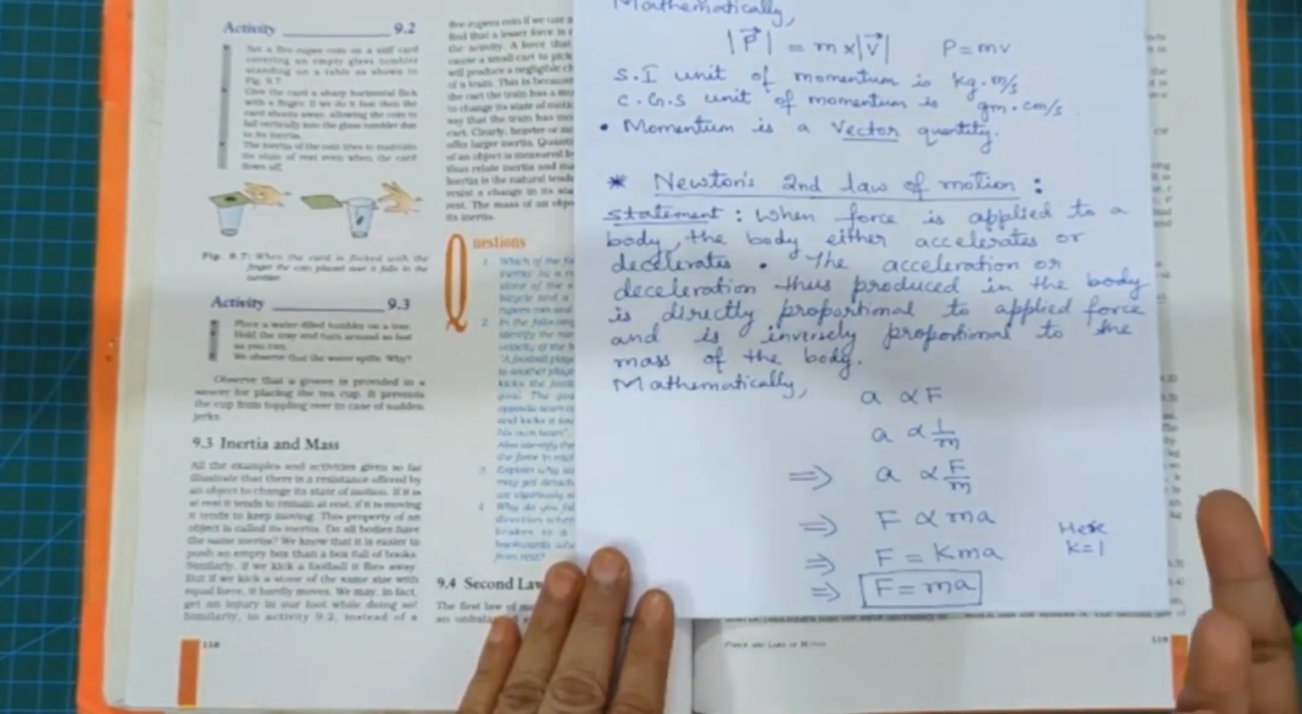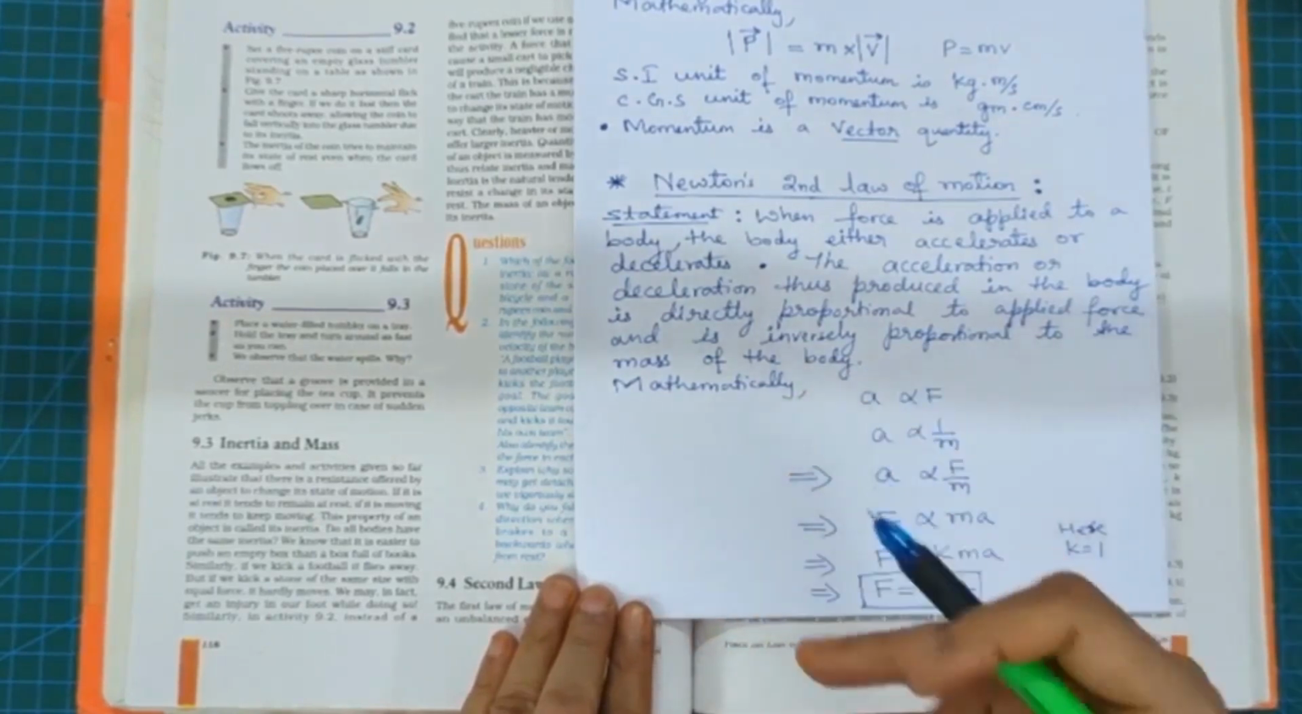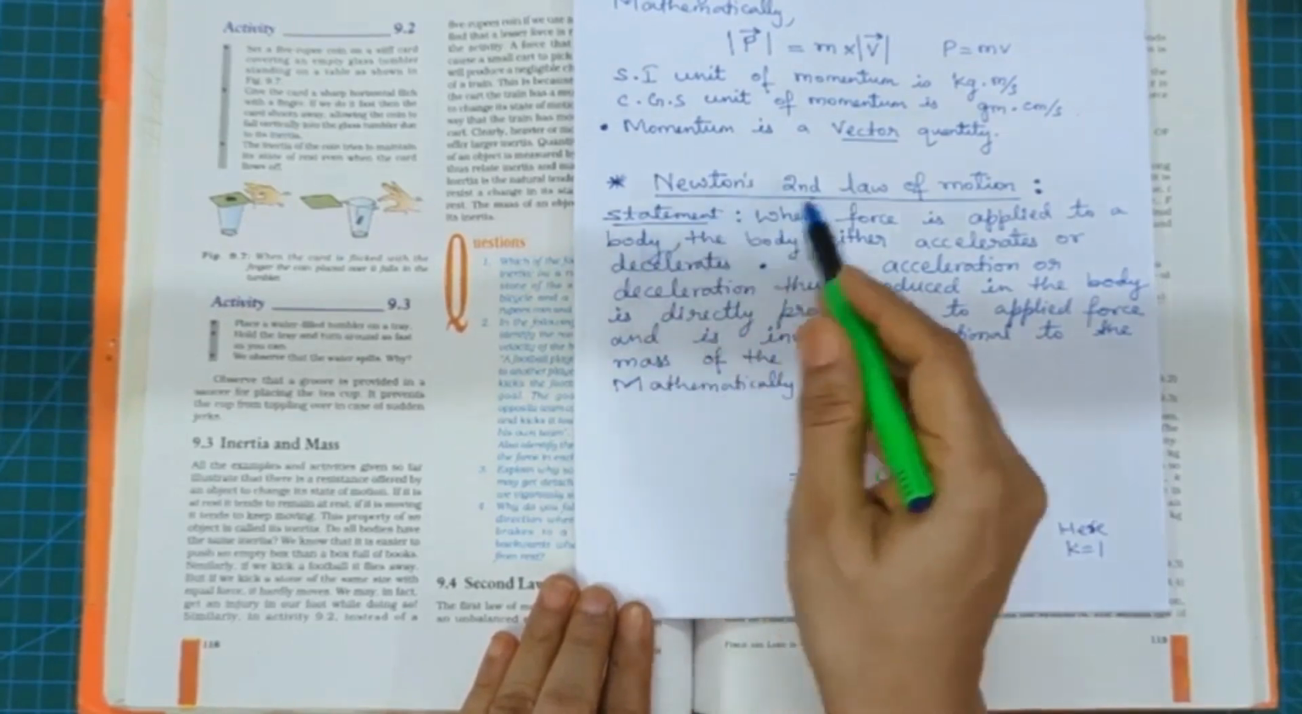An object at rest remains at rest. An object in uniform motion continues to travel with the same speed. Newton's second law of motion states what will happen to a body if force is applied. So that's Newton's second law of motion.